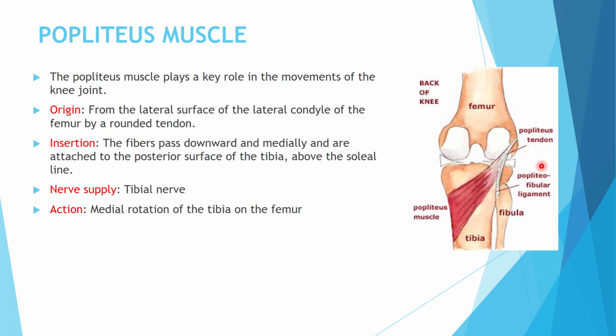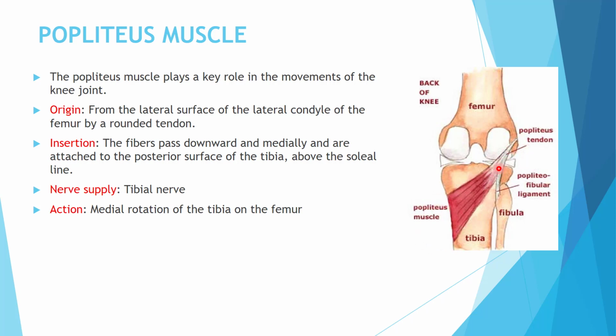Now we will discuss the popliteus muscle. We will discuss this muscle in the lecture of the posterior compartment of leg also. The popliteus muscle plays a key role in the movement of the knee joint. It originates from the lateral surface of the lateral condyle of the femur. See here, this is the femur and this is the lateral side. The popliteus muscle originates from the lateral condyle of the femur by a rounded tendon. This is a rounded tendon. Then it is inserted over the medial side.